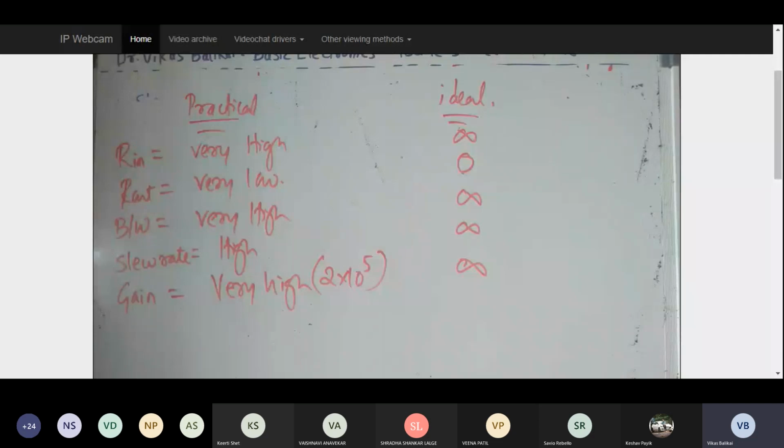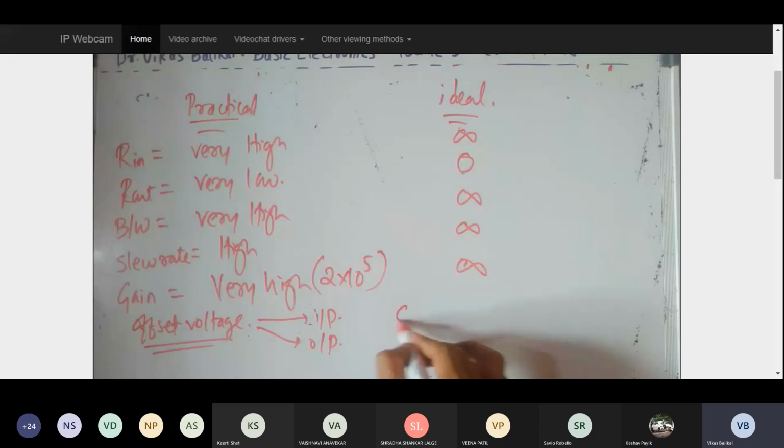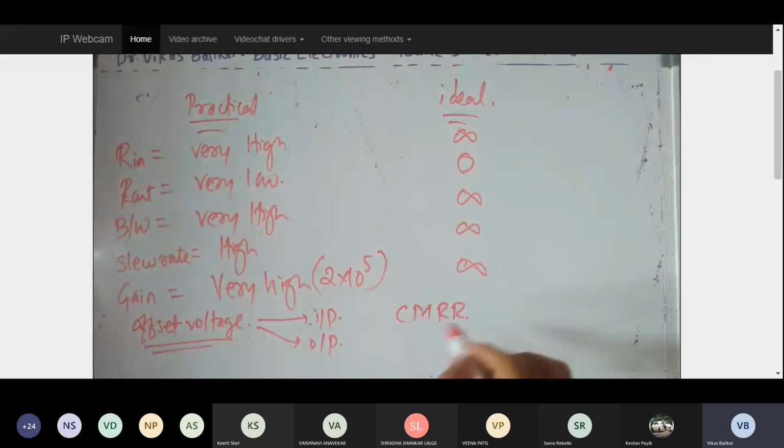Next, I will be discussing something called offset voltage, an interesting thing. In that there is an input offset voltage and output offset voltage, which will identify one other characteristic. And there is one more characteristic we discussed, CMRR, common mode rejection ratio. So these two things we'll discuss in the next class. With this, we'll conclude today's class.